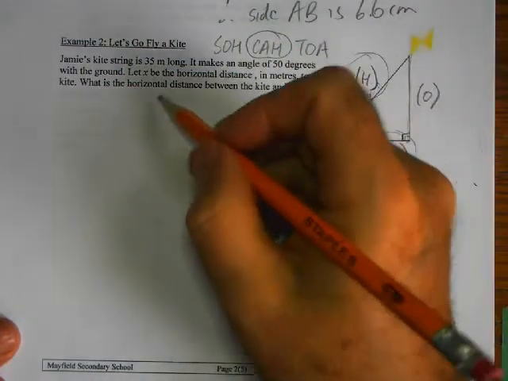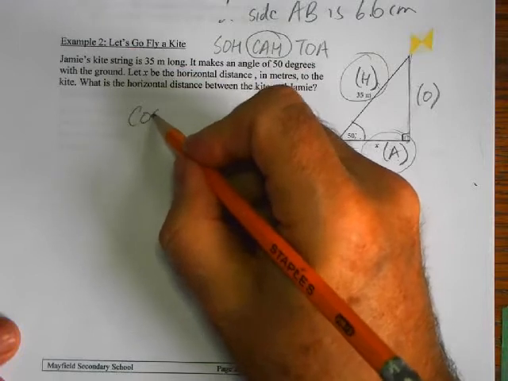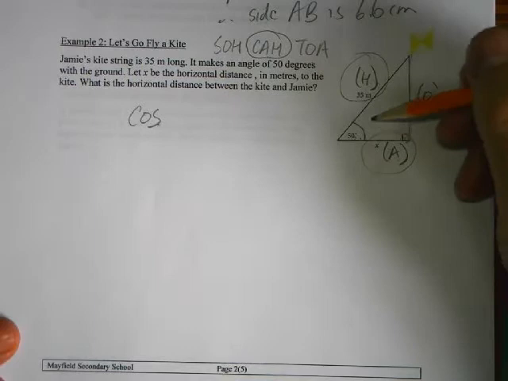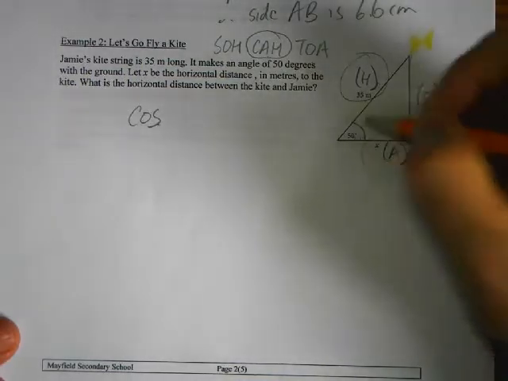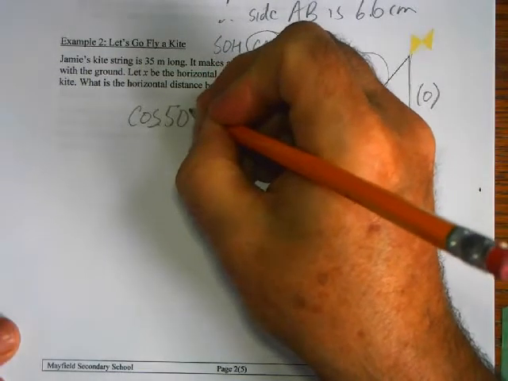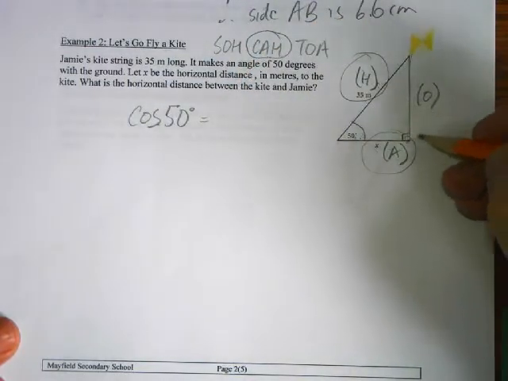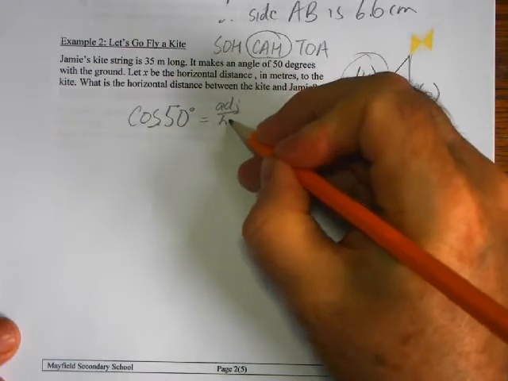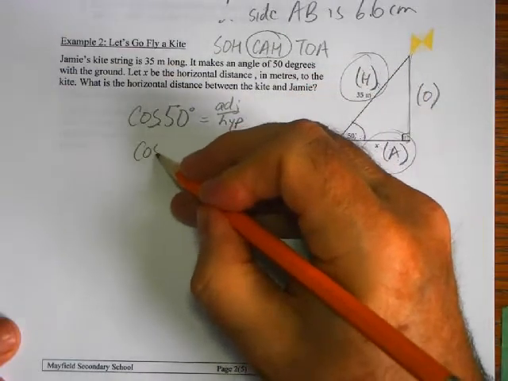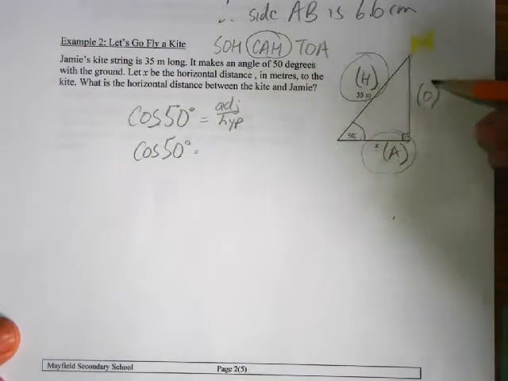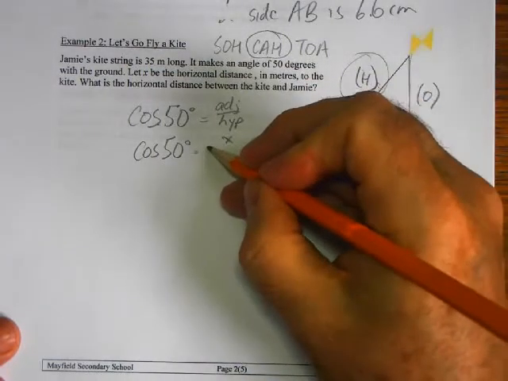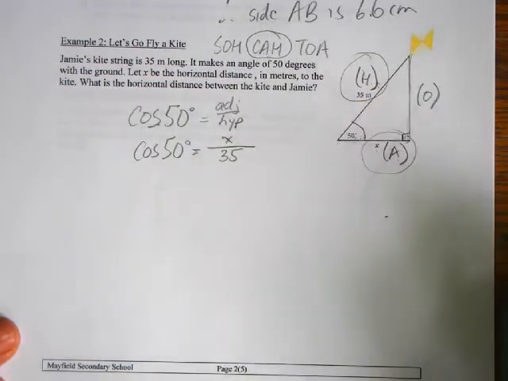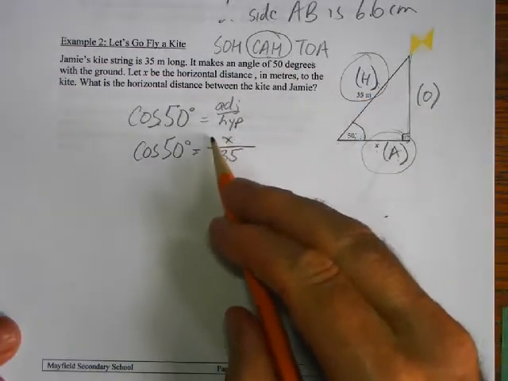Okay, so again, we start off by doing our equation. So it's going to be cosine of the angle we're using. This time I'll put the 50 in directly. Cosine of 50 is equal to adjacent over hypotenuse. Okay, and adjacent side was x. That's what we're trying to get. Hypotenuse was 35. Okay, and we want to figure out what x is. We're going to solve for x.